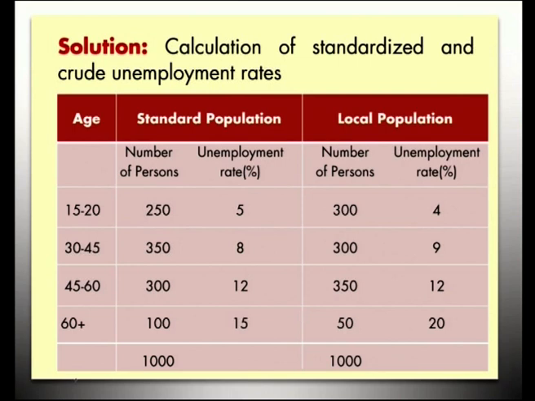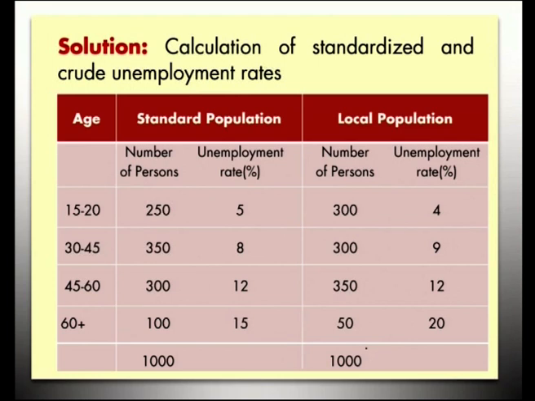So, for the age group 15 to 30 standard population, number of persons is 250 and unemployment rate is 5 and the local population is 300 and unemployment rate is 4. So, the whole tabular column is written in this format for making the calculation easier. The same question only, but it is written in this format. So, number of persons in standard population is 1000 means the number of persons in the local population also should be 1000.